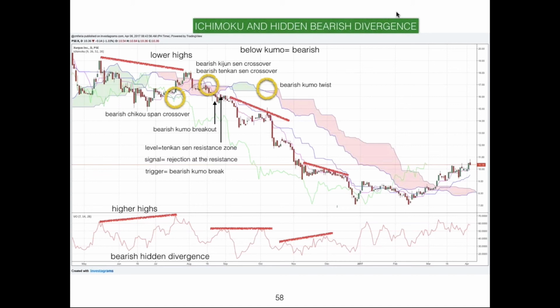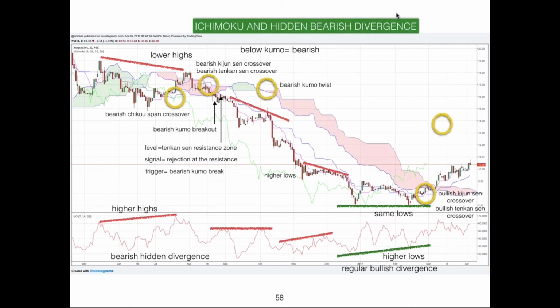However, at the bottom of the trend, you will find that price stopped dropping. Price made same level lows, while the oscillator made higher lows. There is a regular bullish divergence. This signals a change in sentiment from bearish to bullish. And then Ichimoku elements all showed bullish signals. There was a Kijun-sen Tenkan-sen crossover. There was a Kumho breakout and a Chico Span crossover. So the reversal in trend, signaled by the regular bullish divergence, were validated by the bullish Ichimoku elements that followed. And then price started to trend up.